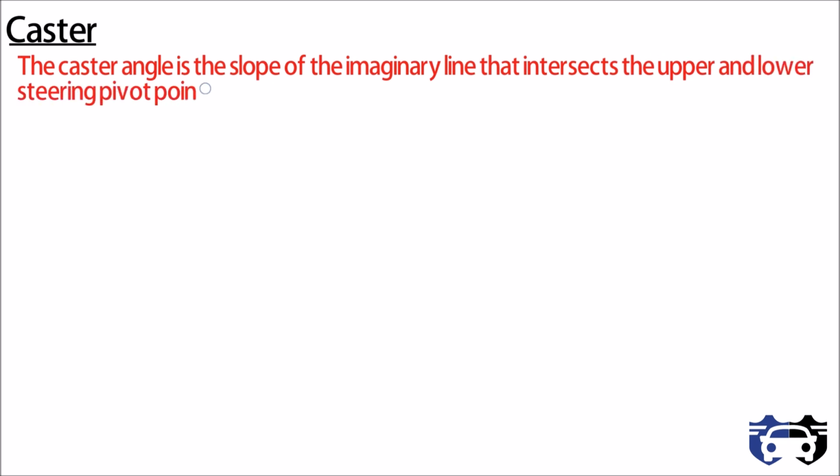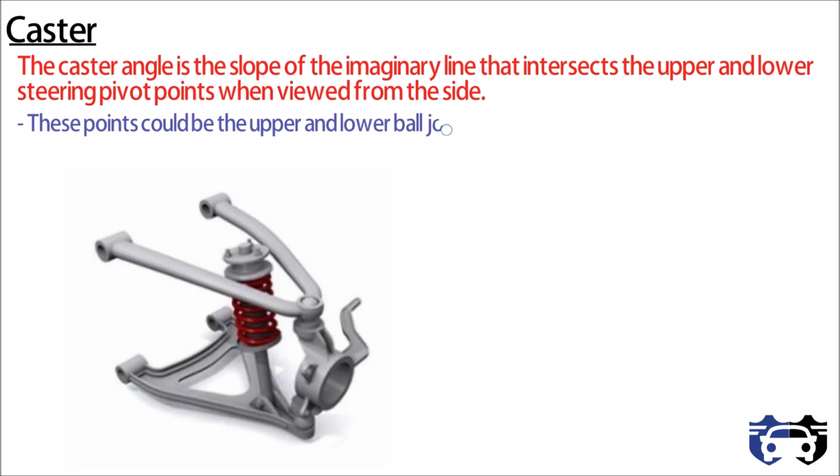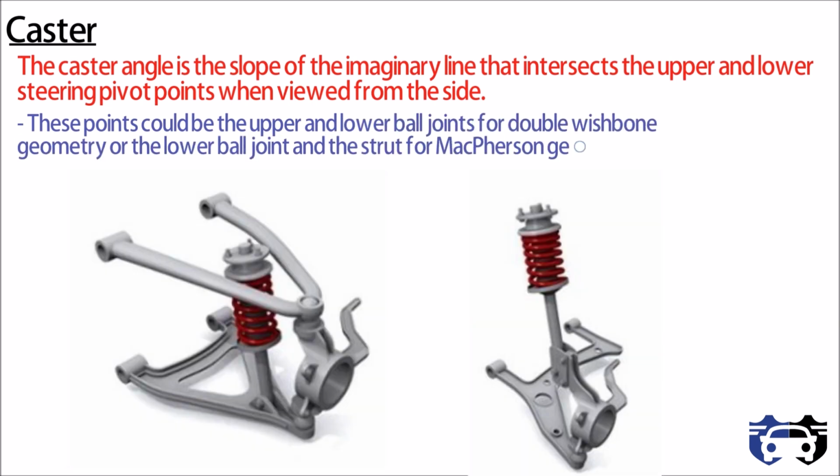The caster angle is the slope of an imaginary line that intersects the upper and lower steering pivot points when viewed from the side. These points could be the upper and lower ball joints for double wishbone geometry, or the lower ball joint and the strut for the MacPherson geometry.